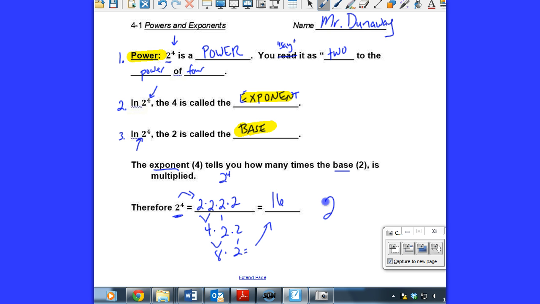So, quick recap. In 2 to the power of 4, the 2 is called the base and the 4 is called the exponent. The base is multiplied the exponent number of times. Simple enough for you, I hope. Let's look at some examples that will mirror the type of homework that you will be doing.